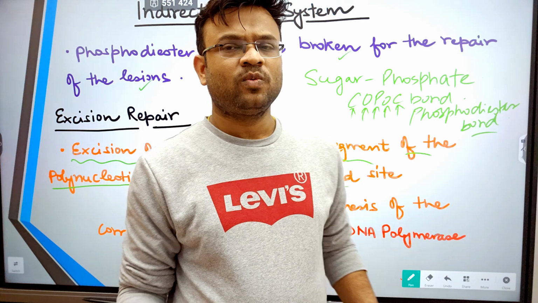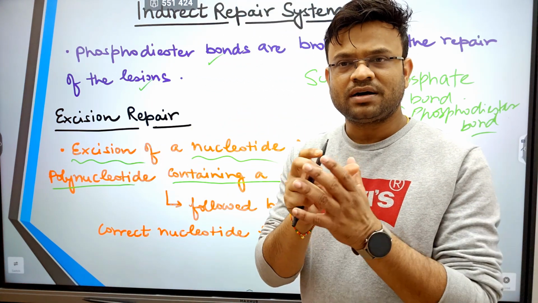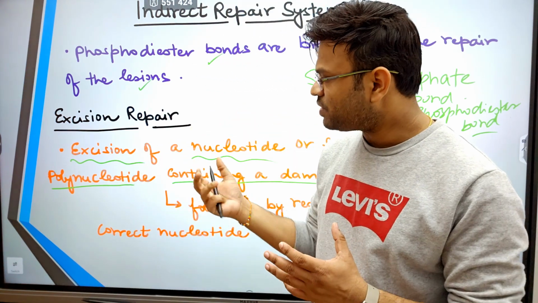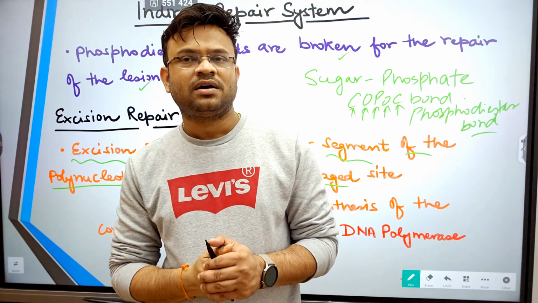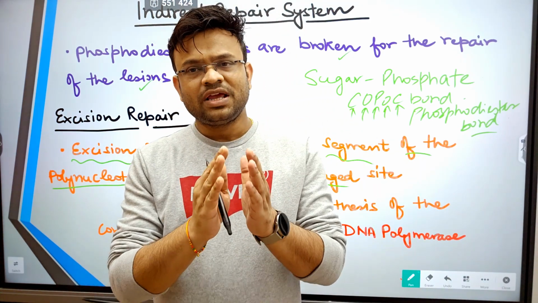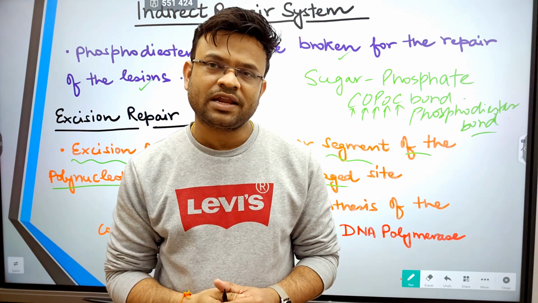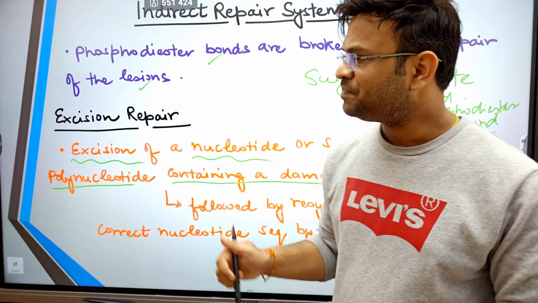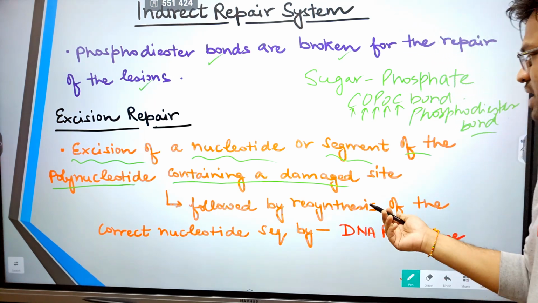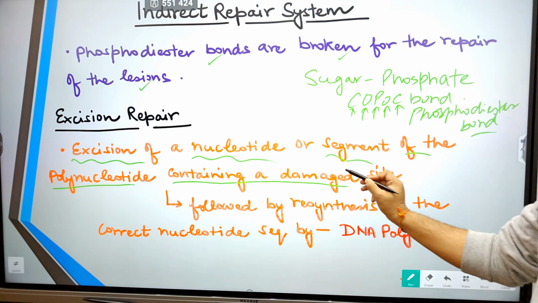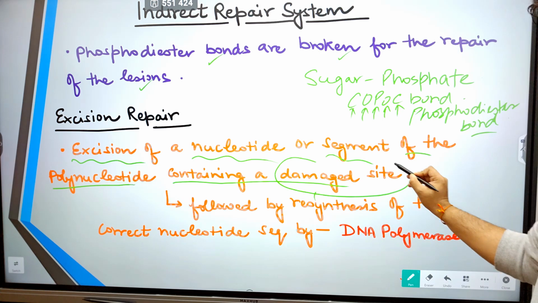That means one nucleotide can also be taken care of, or if one nucleotide is damaged, that can also be repaired, and if a stretch of nucleotides is damaged, that can also be repaired using the excision repair system. The condition is again that there should be a damaged site, right?